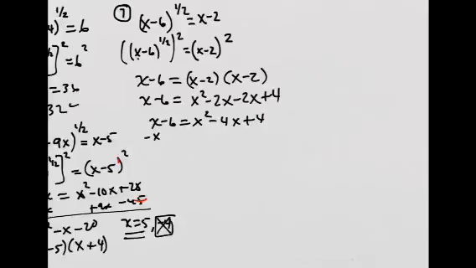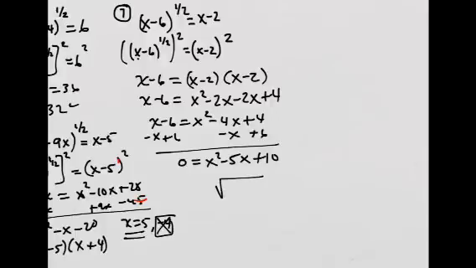I'm going to subtract x from both sides and add 6. So then now you have 0 equals x squared minus 5x plus 10. Now this quadratic does not factor, so then we have to use quadratic formula. And remember, we could always check the discriminant first, the b squared minus 4ac, to see if we're going to have any real solutions or if we're going to have imaginary solutions.